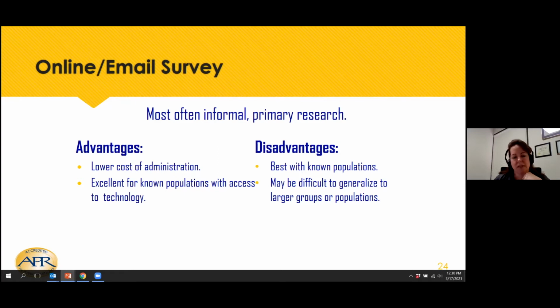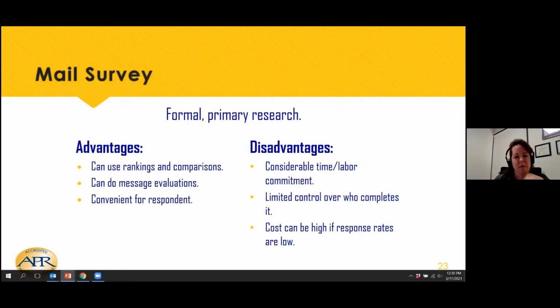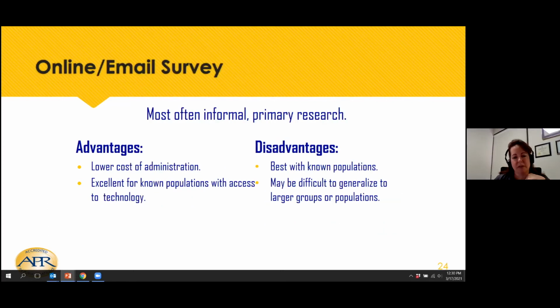These are considered more often informal, where the mail survey is more formal. I don't know why, but that's what the book says. And this is still primary research. You're doing it yourself. These can be excellent for known populations with access to technology, which pretty much should be 80% or so of our population at this point. The disadvantages are that they are best if you have their email address, obviously, and may be difficult to generalize to larger groups unless you have a big email database.